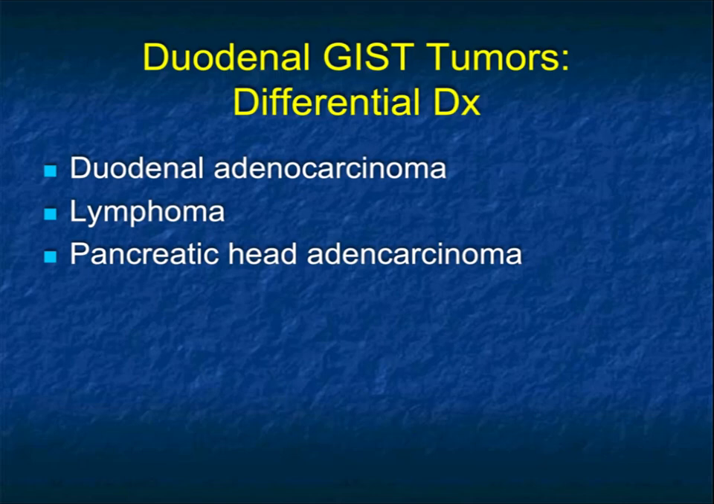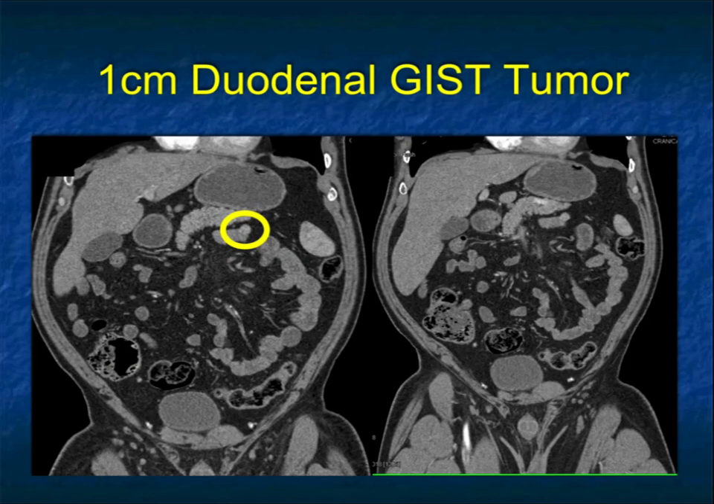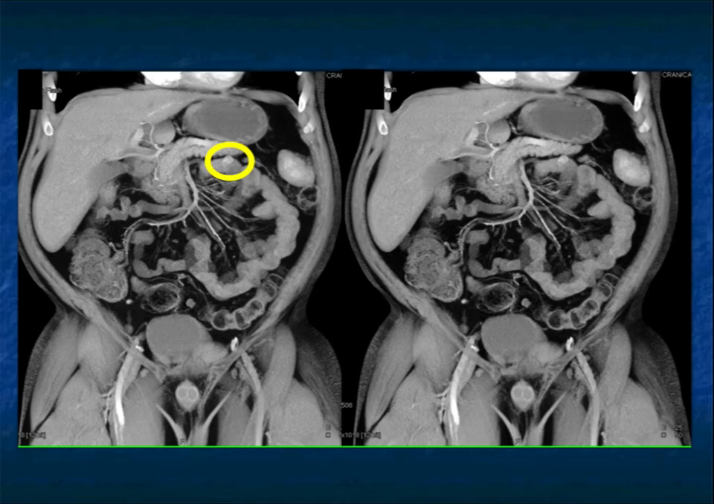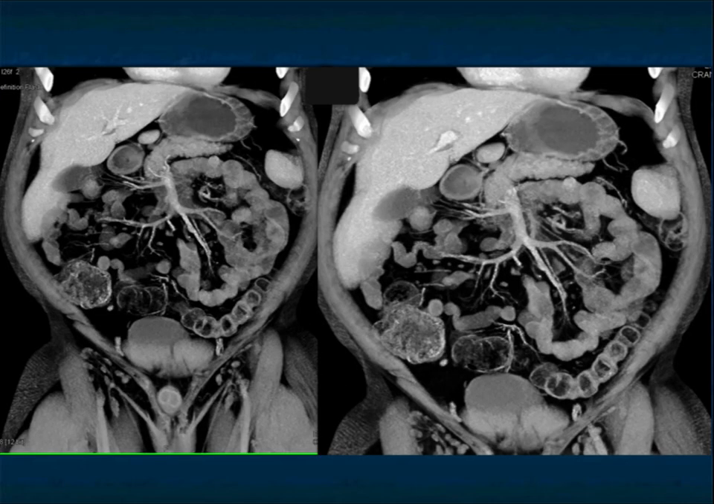So in terms of differential diagnosis, the challenges: it can simulate adenocarcinoma, particularly when it's not vascular, it can simulate lymphoma, but there's no nodes typically, and at times pancreatic adenocarcinoma. Just a couple of incidental GIST tumors. Here's one coming off the duodenum, a 1 centimeter lesion that's mildly vascular. There is a question, do you operate on this patient or do you simply follow them?